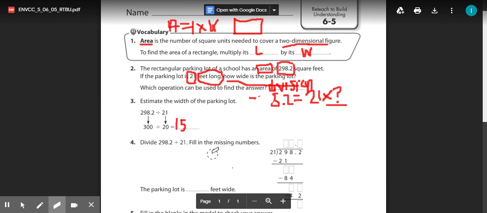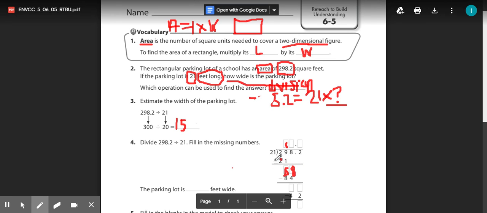Okay, now they want us to divide the actual numbers, okay? So let's see, 298.2 divided by 21. Can 2 be divided by 21? No. Can 29? Yes. And if you see, they already gave us a number down below. So 21 can go into 29 one time. 9 minus 1 is 8. And then we are going to bring down the other 8. So now we have 88.